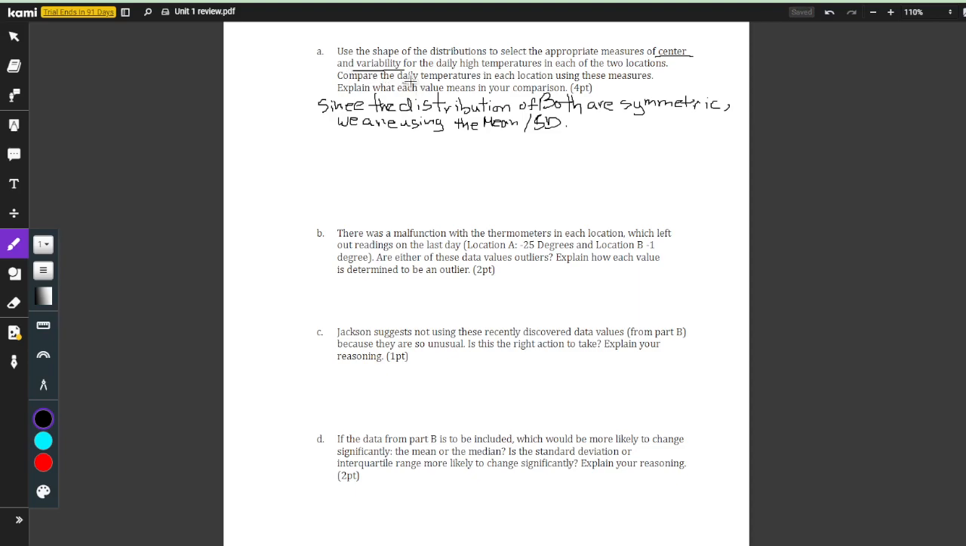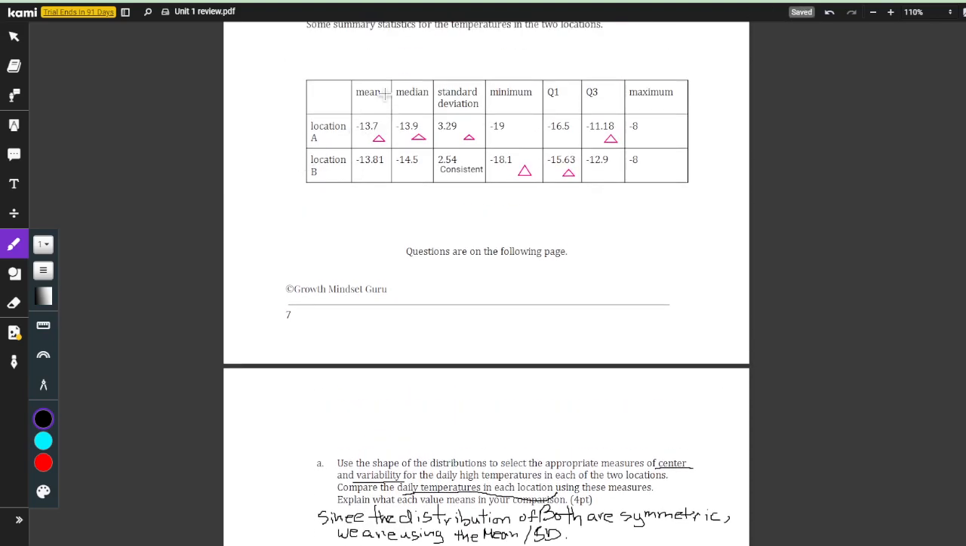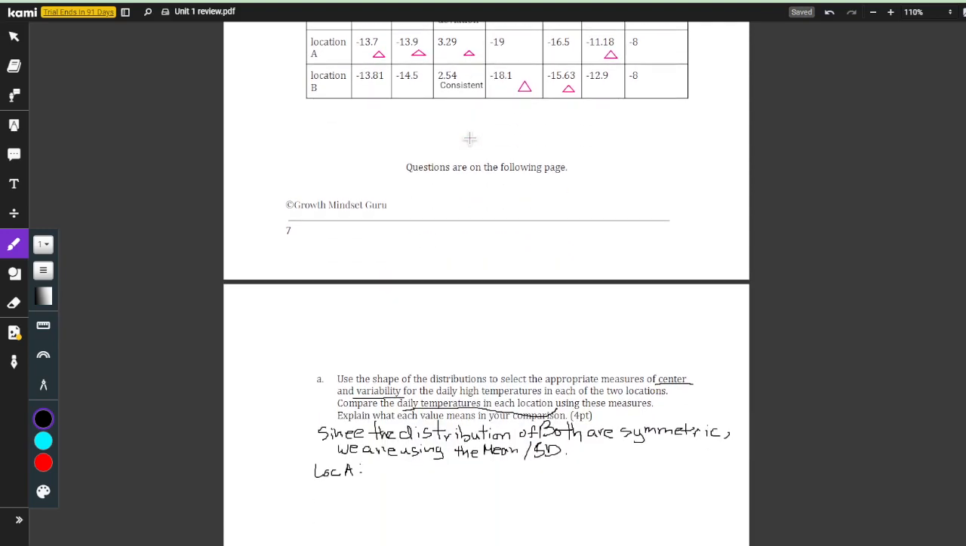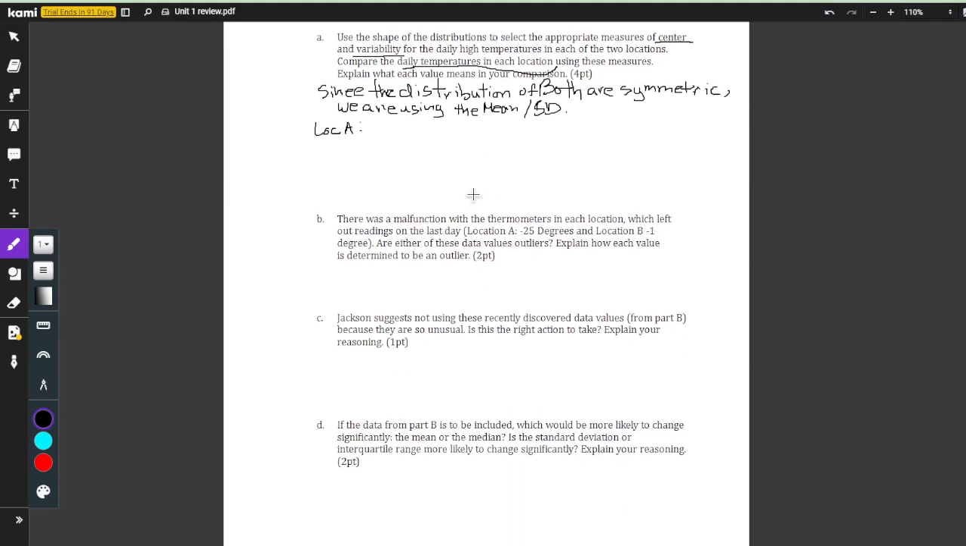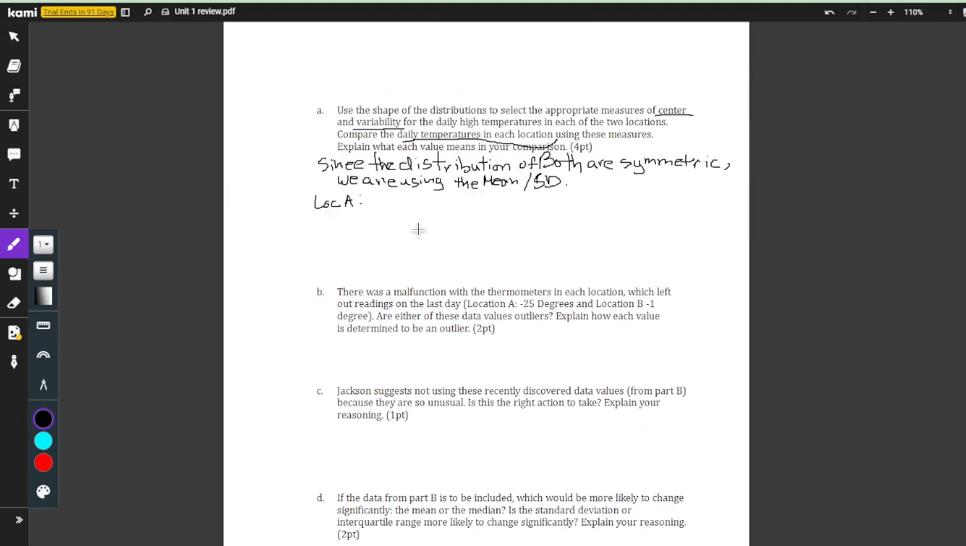And then we have to do the next part. Compare the daily temperatures in each location using these measures. Explain what each value means. So, we know location A has a higher mean, higher median and higher deviation compared to location B, which has a higher minimum and max and interquartile range.